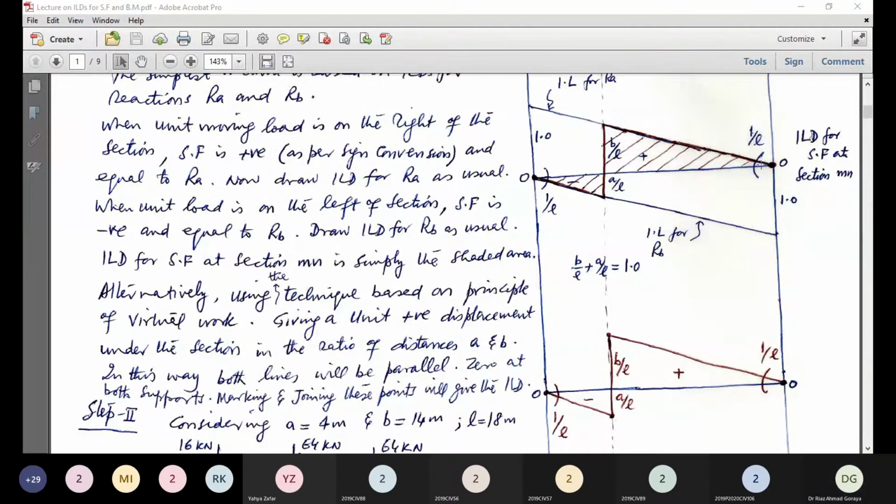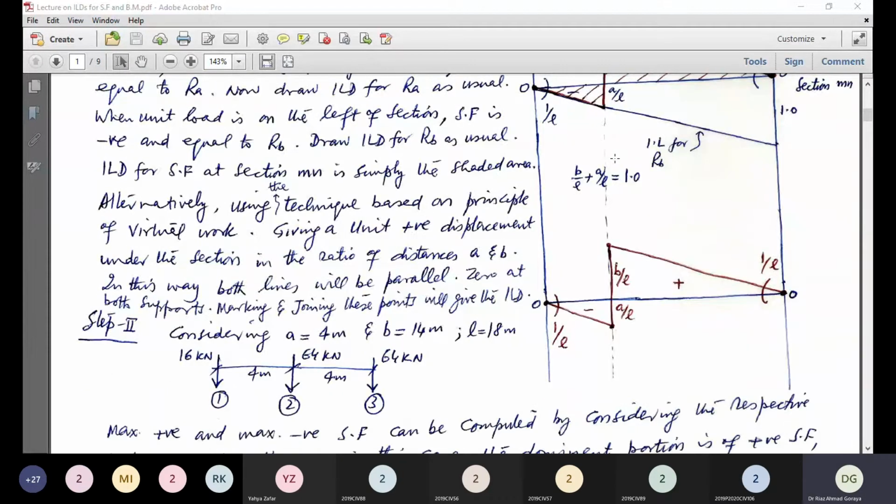So this slope is 1 over L. The ordinate for the negative region is a over L, and the ordinate for the positive region is b over L. Giving a unit positive displacement in the ratio of their distances, this ordinate is b over L and this is a over L. Total has to be 1: a over L plus b over L is equal to 1. Unit positive displacement. So this is again the ILD for shear force at section MN. Both these lines have to be parallel.